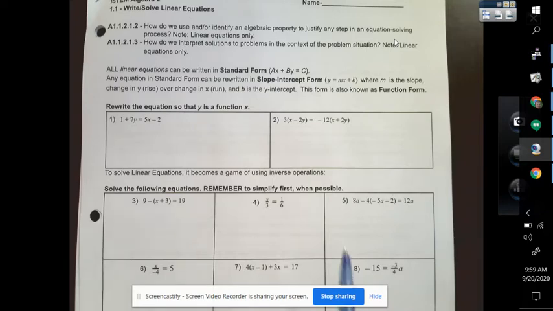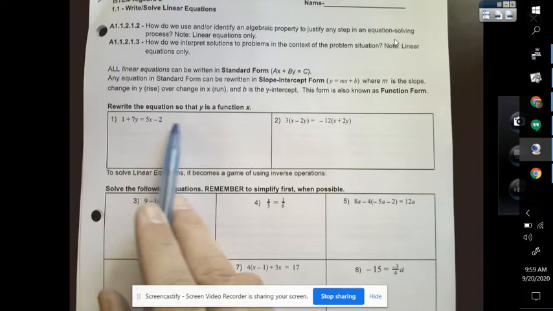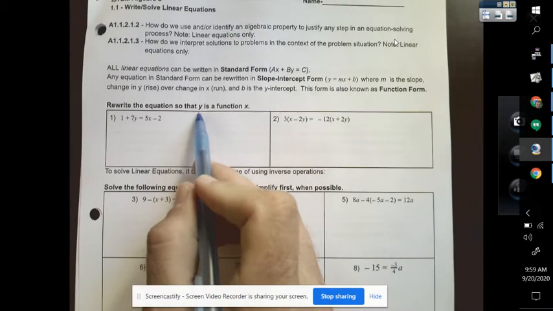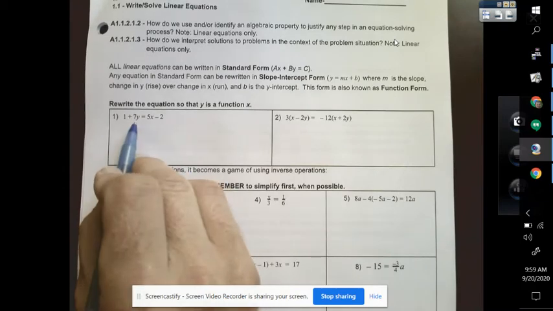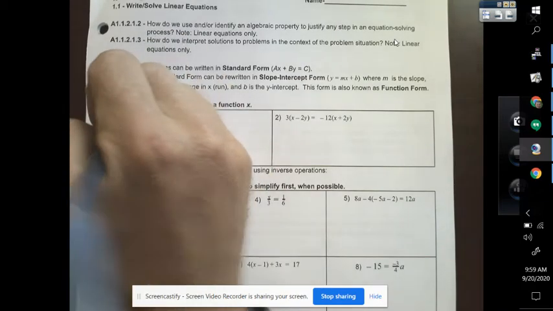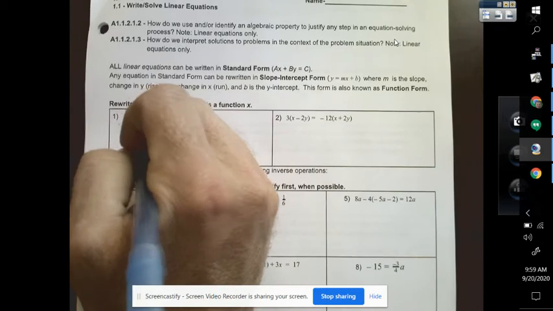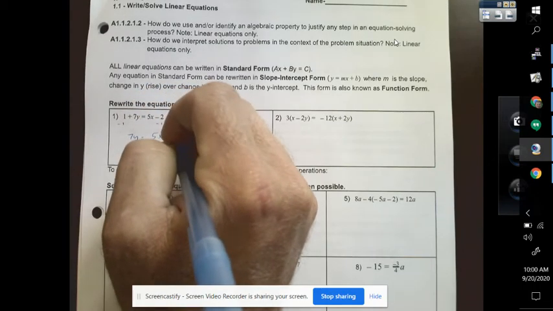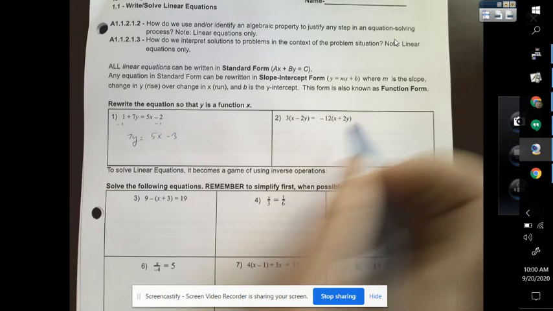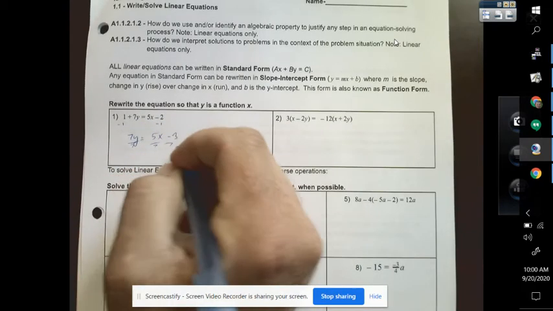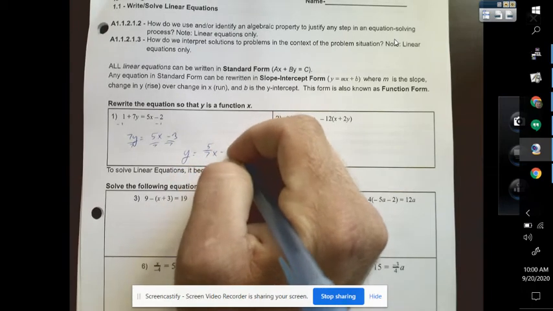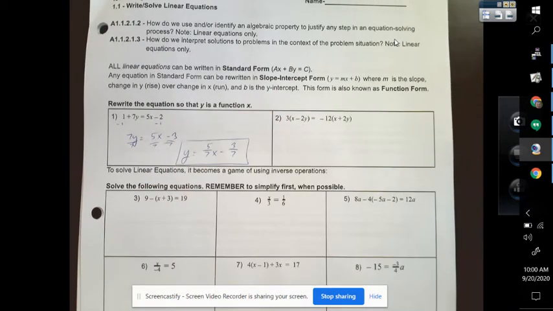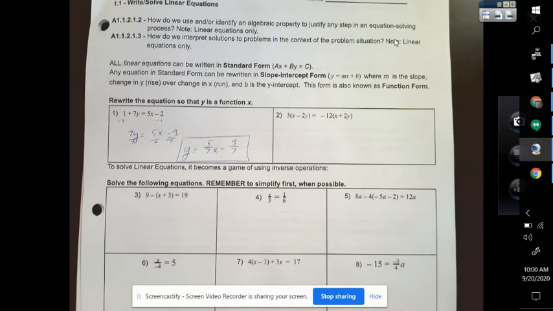So we're going to rewrite the following equation so that y is a function of x. All that means is I'm trying to isolate y. 1 plus 7y equals 5x minus 2. I'm getting this by itself, so I'm going to subtract 1 from both sides of my equation. 7y equals 5x minus 3. And then we can divide everything through by 7. Okay, getting y equals 5/7 x minus 3/7. Good stuff, right? Leave things as fractions. Please don't put them as decimals. It's better in the long run.